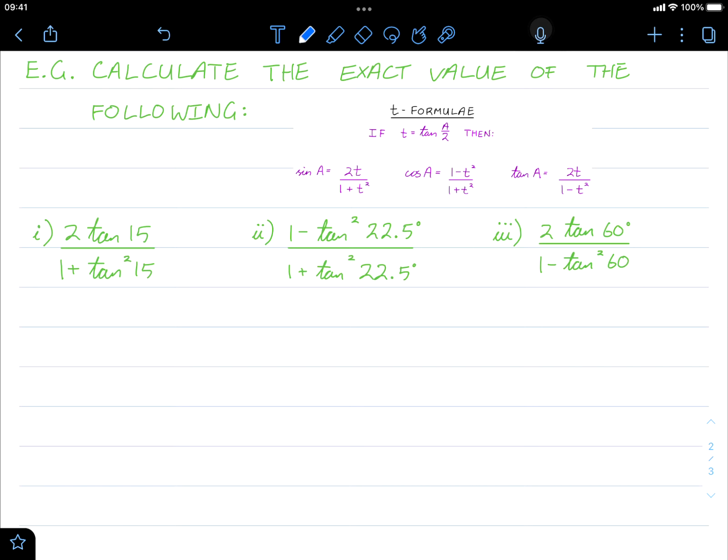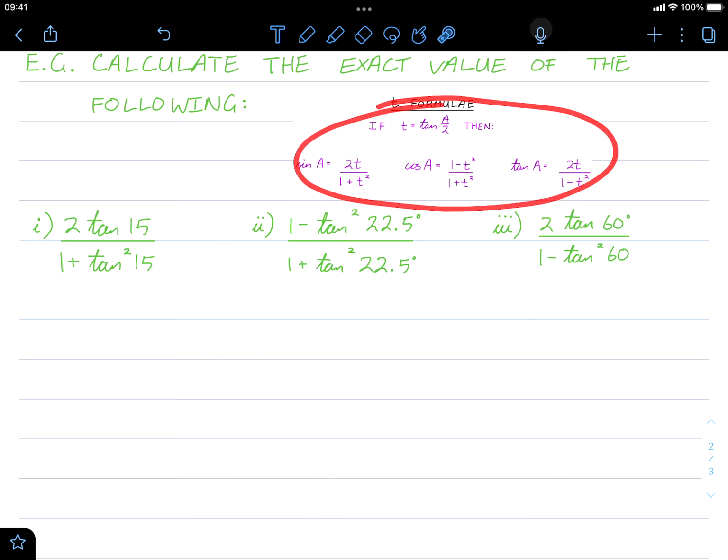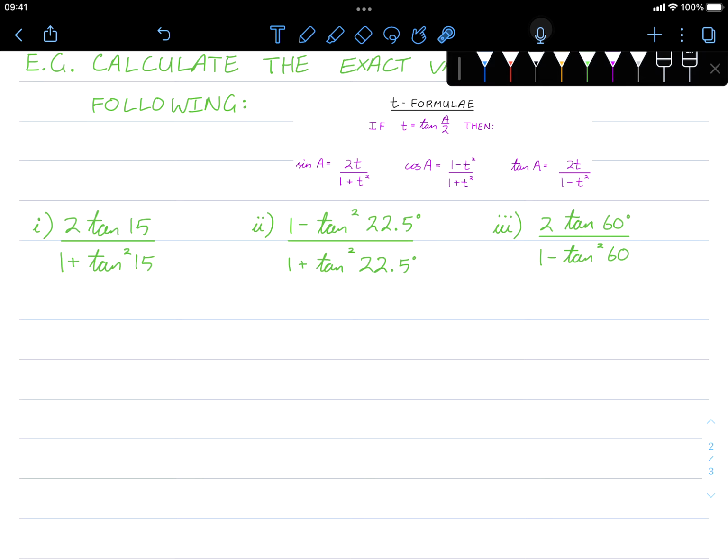Hello class, this is a video tutorial on the further applications of the t formula. So let's find the exact values of the following expressions here. We're definitely going to be using the t formulas. You can pause the video and give this a go whenever you'd like. So here we go.